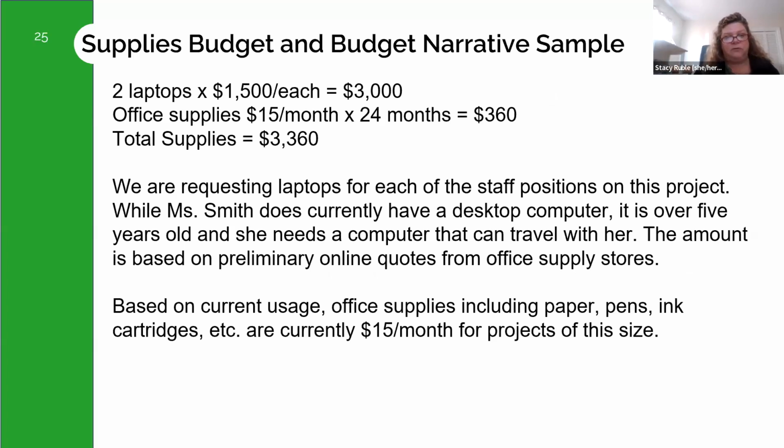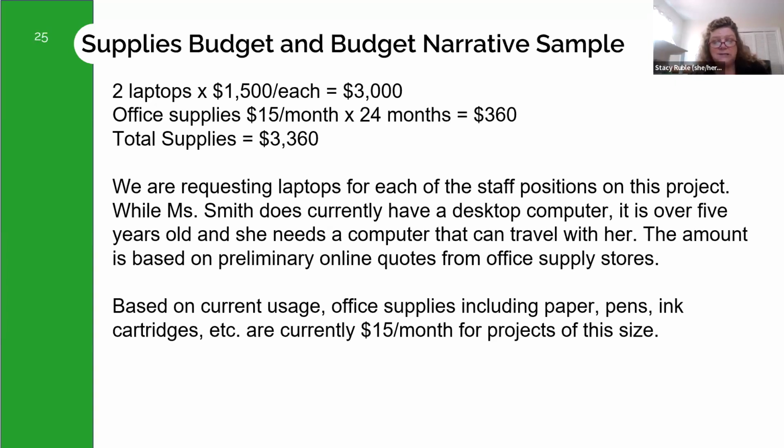So in this hypothetical example, we only have two lines for supplies. You could have other supplies that you require, but just for the simplicity of this particular class, I just gave you two. So two laptops, one for the new position, and then I justify the new one for the existing position, saying she has a desktop computer, which is older, and she needs a laptop so it can travel with her, and that we did online quotes from office supply stores.